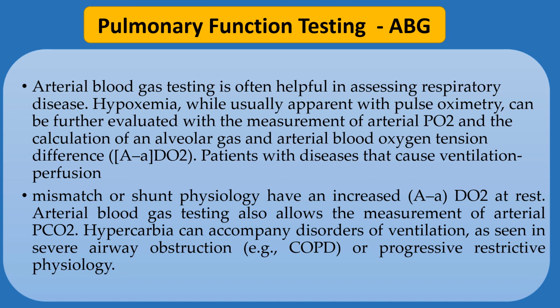ABG, arterial blood gas testing, is often helpful in assessing respiratory disease. Hypoxemia, while usually apparent with pulse oximetry, can be further evaluated with the measurement of arterial partial O2 and the calculation of an alveolar gas and arterial blood oxygen tension difference. Patients with diseases that cause ventilation perfusion mismatch or shunt physiology have an increased A-a gradient at rest.